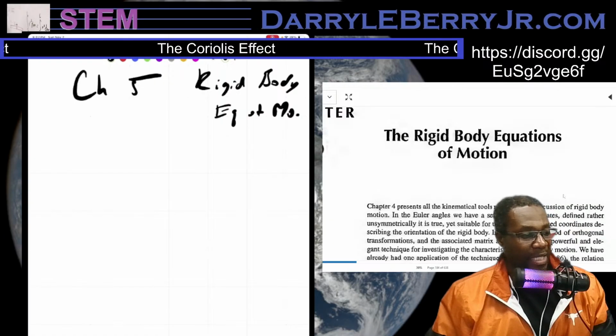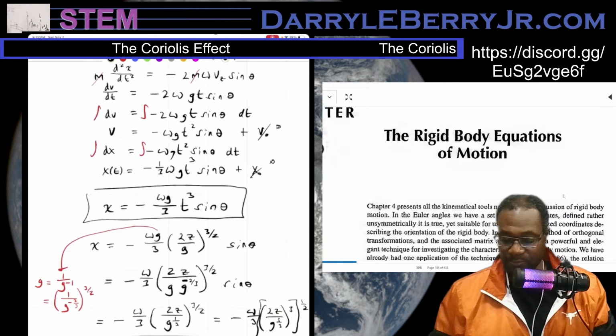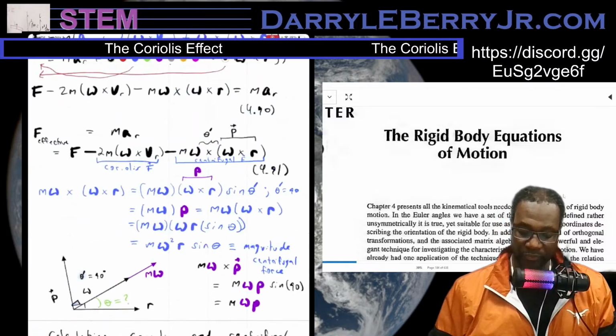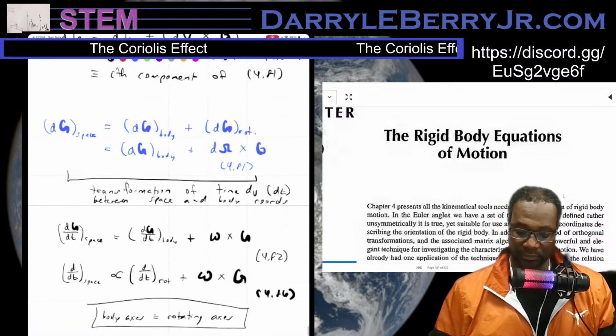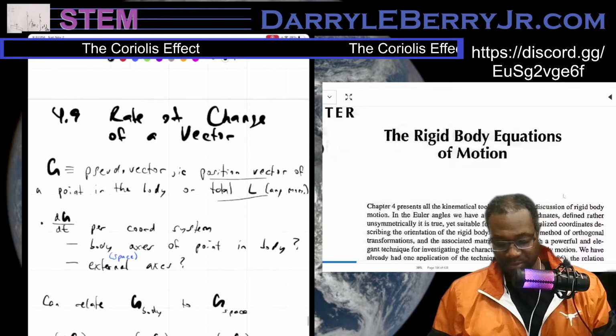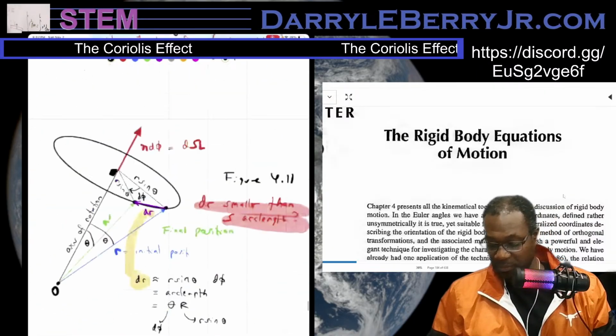In the Euler angles, we have a set of 3 coordinates, defined rather unsymmetrically, it is true, yet suitable for use as the generalized coordinates describing the orientation of the rigid body. And to remind ourselves what the Euler angles are, which we did so many videos ago.